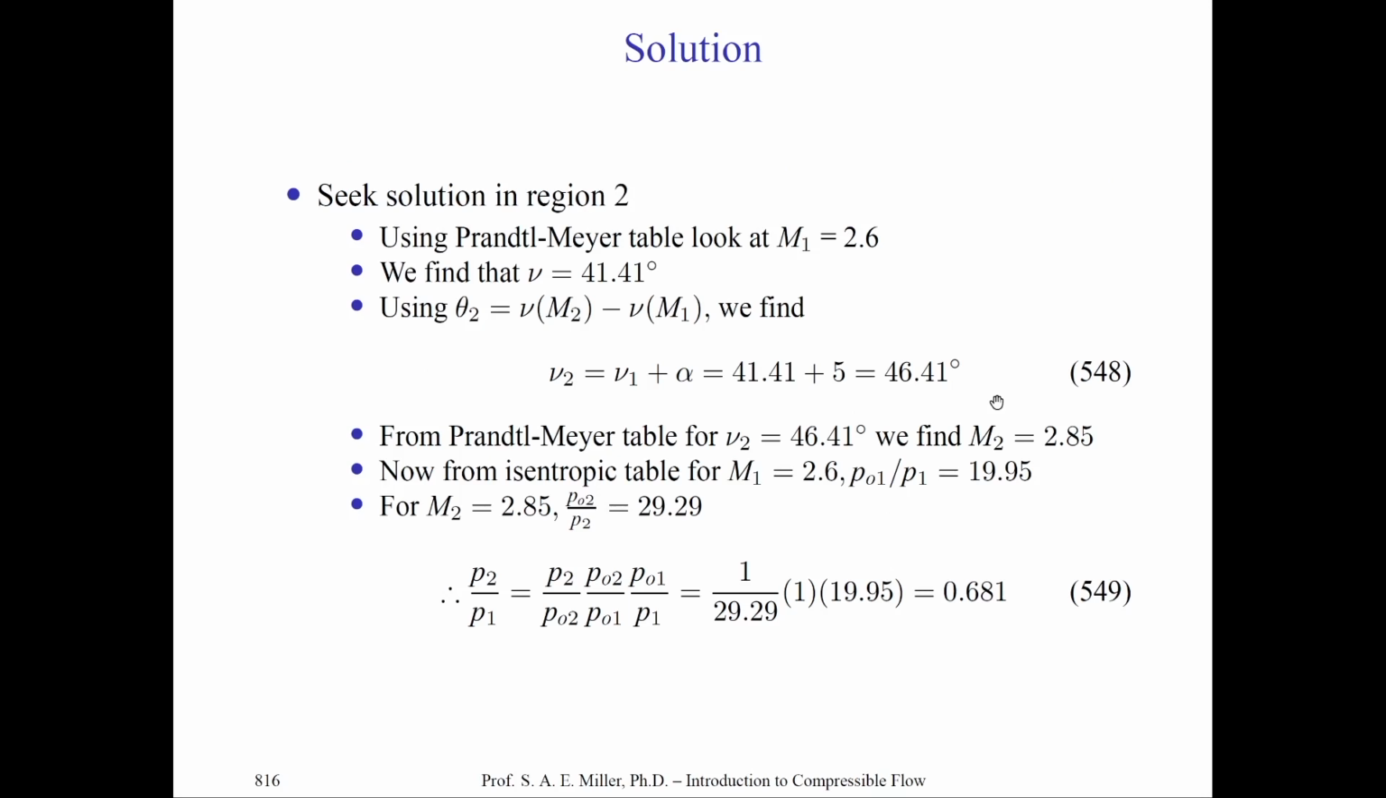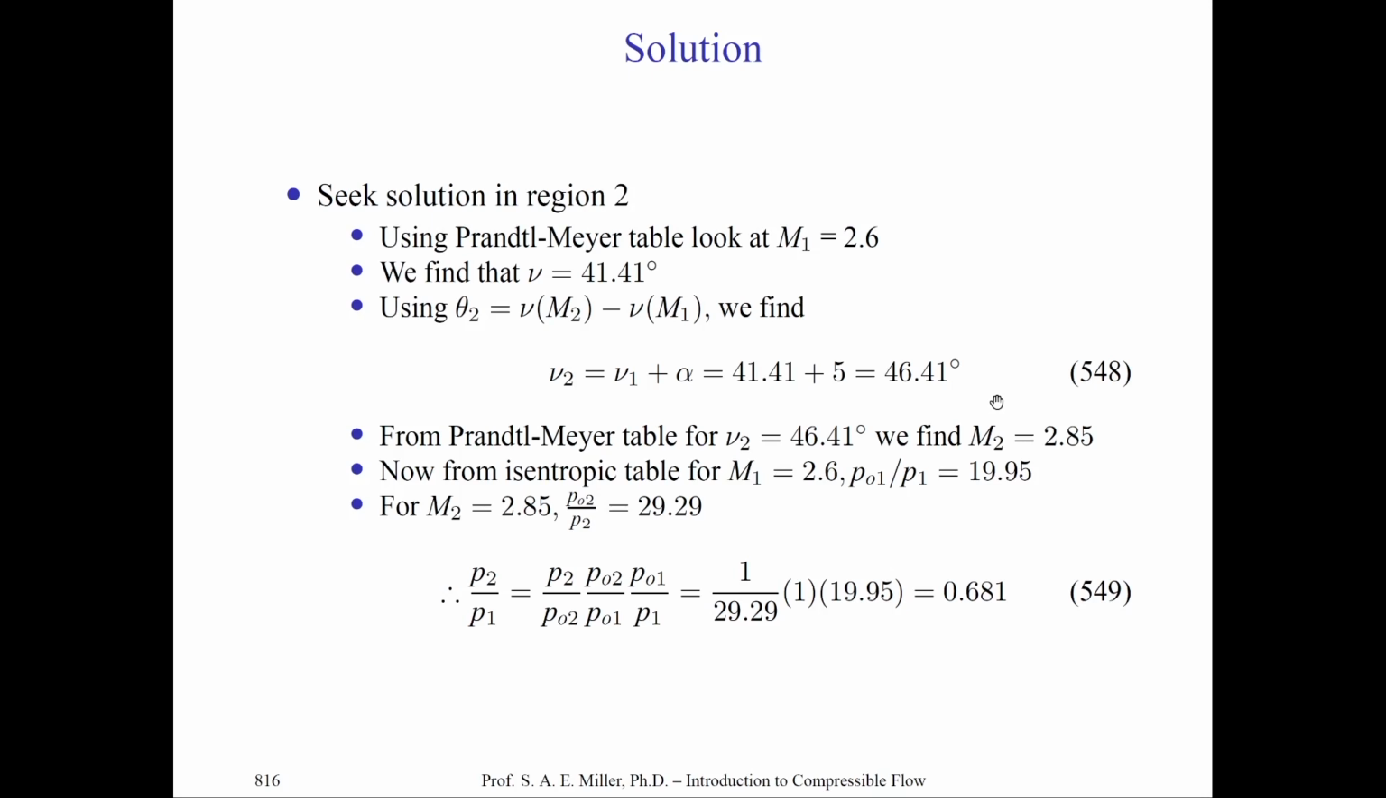Now, from the isentropic table for Mach 2.6, we have a total pressure over static pressure of 19.95. And now, in region 2, we went to a Mach number 2.85, which makes sense because the expansion wave increased the Mach number of the flow. It didn't decrease it like a shock wave. We can then look and find that PO2 over P2 at M2 is 29.29. Indeed, PO1 equals PO2 because, as we showed in the previous class, isentropic flow occurs through the expansion.